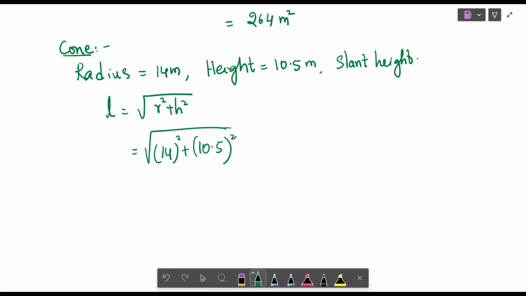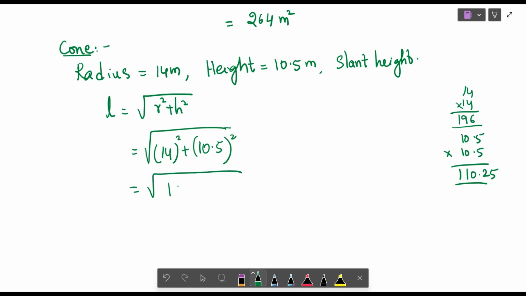You have to do all these calculations in your rough work page, students. 196 plus 110.25. If you add and find the square root, how much will you get? 17.5 meters. Everything, square root and addition, you have to do in the rough work place. You have to show everything here in your examinations.